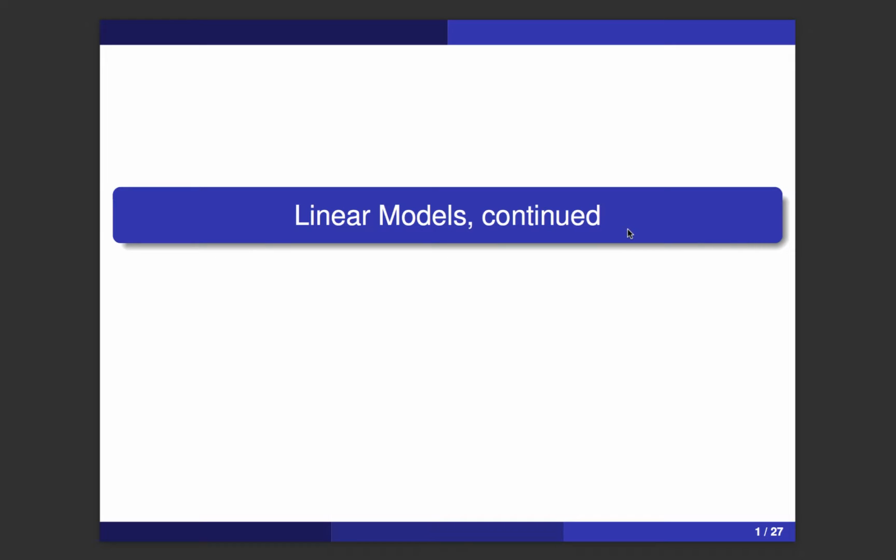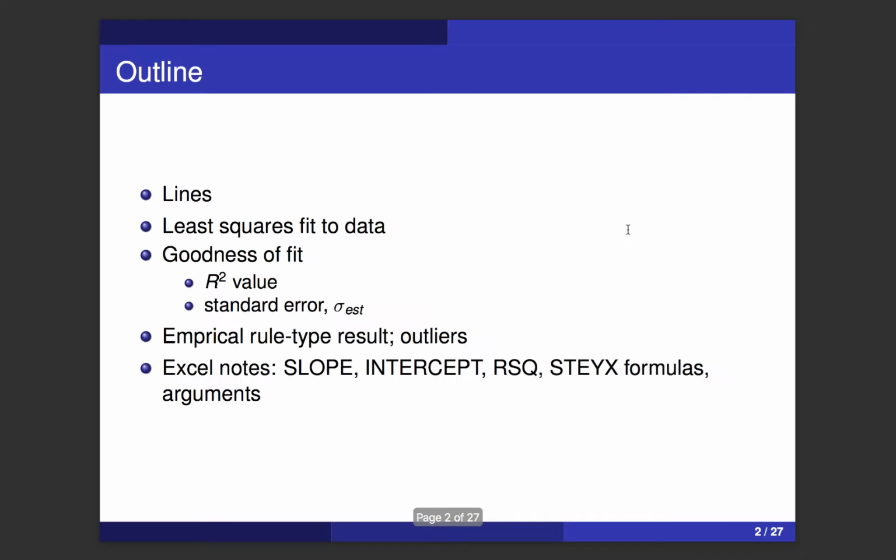We'll continue our discussion of linear models from class. Here's an outline: a little review of lines, the least squares fit, and how good our model is. There are two measures of that. Then we have an empirical rule type result, which you'll remember from statistics. And we also have some Excel functions along the way.